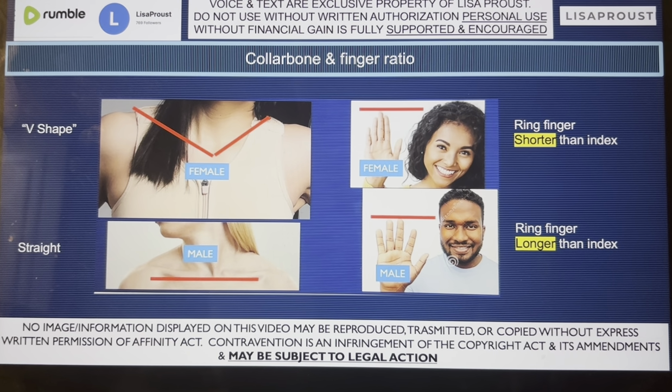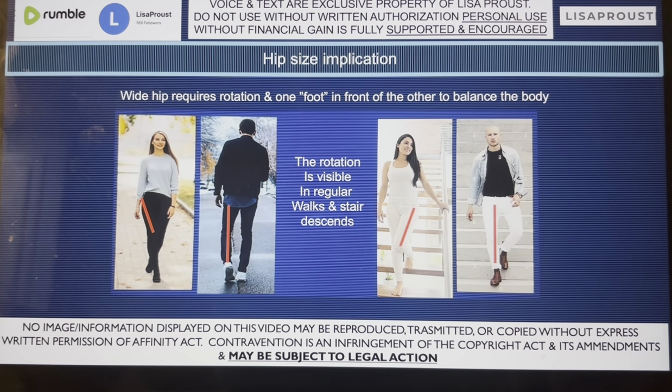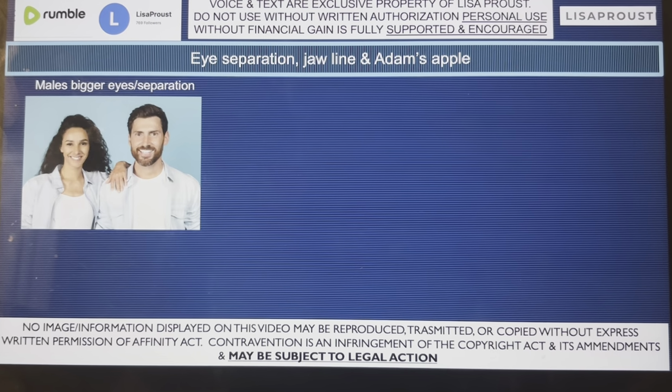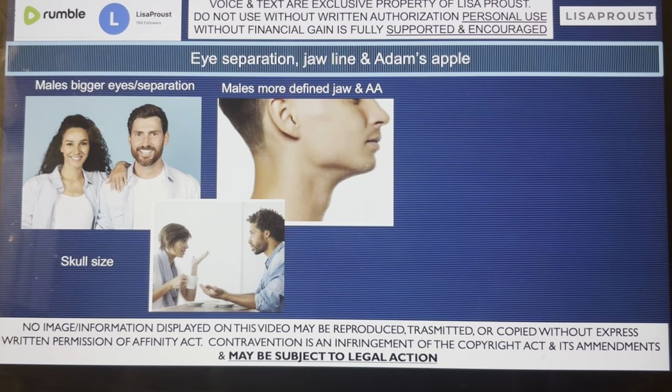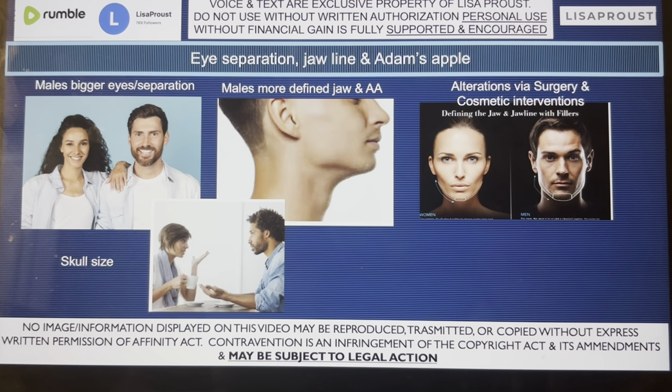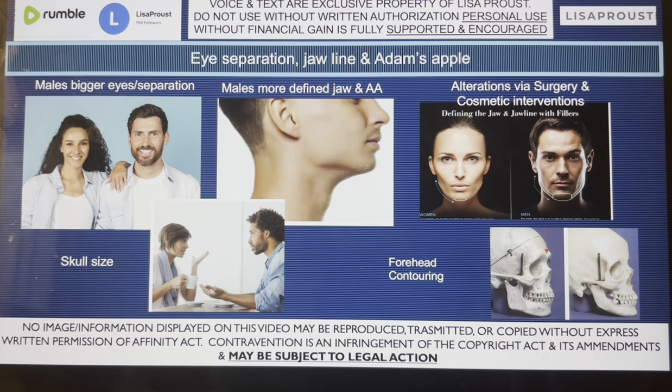And today we're going to see a couple of images that illustrate this very clearly. Finally, the hip rotation in females is required both when walking and when coming down the stairs, and for males it's going to be straight, and today we're going to have some examples as well. Eye separation, we spoke about this in the last video, the jawline, the Adam's apple, the skull size, and we also mentioned the fact that there are so many alterations through cosmetic interventions as well as surgery.